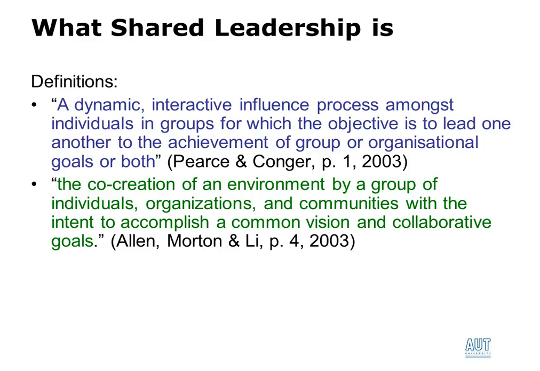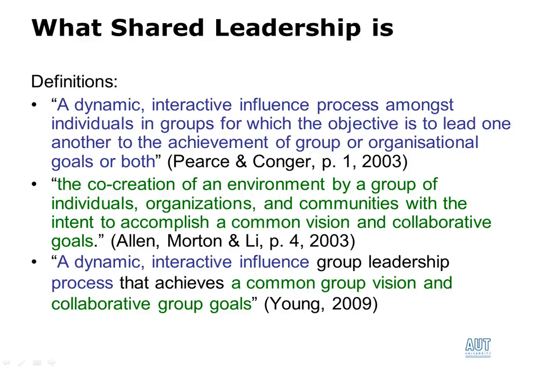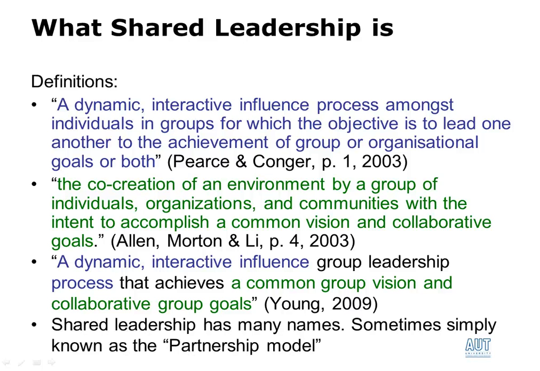This one by Allen, Morton and Lee: the co-creation of an environment by a group of individuals, organisations and communities with the intent, so again, we've got intention, to accomplish a common vision and collaborative goals. So here they're saying that these goals haven't been imposed, they've actually been created collaboratively within the group. I've put those two definitions together to create one that I use myself when I'm thinking about shared leadership: a dynamic, interactive, influence group leadership process that achieves a common group vision and collaborative group goals. And shared leadership has got very many names. Sometimes it's simply known as the partnership model, but it's called collaborative culture, effective leadership, partnership as leadership, distributed leadership, community of leaders, or the partnership model, as I've said.